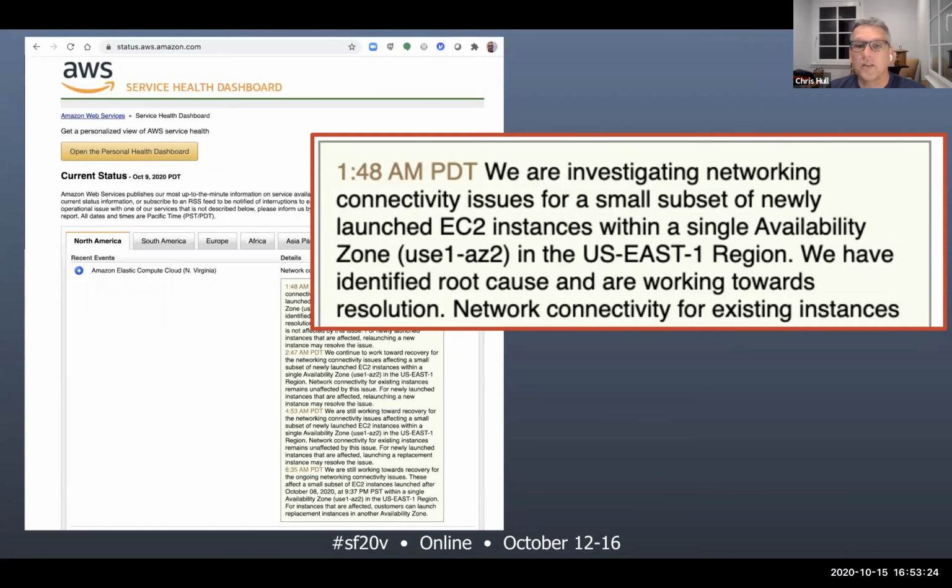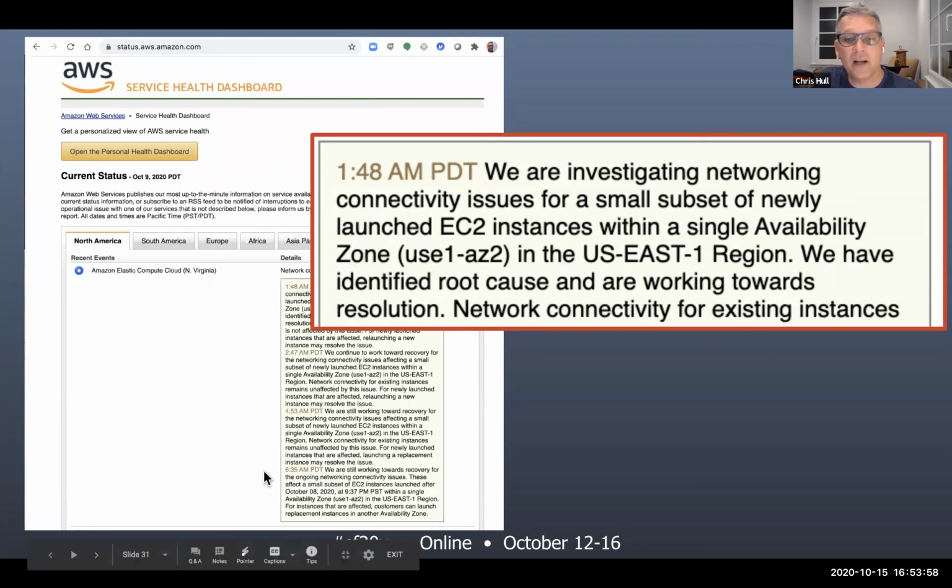By the way, don't always trust when they say a small subset of newly launched EC2 instances. I don't know what newly launched means to them, but if you're seeing anything that is affecting some of these servers, sometimes they may put some boxes around their description of the problem that are overly constraining and don't really reflect the reality. So if you start to see issues, starting perhaps before 1:48, because that's only when they did the first announcement, and all the way until they tell you that it's done.